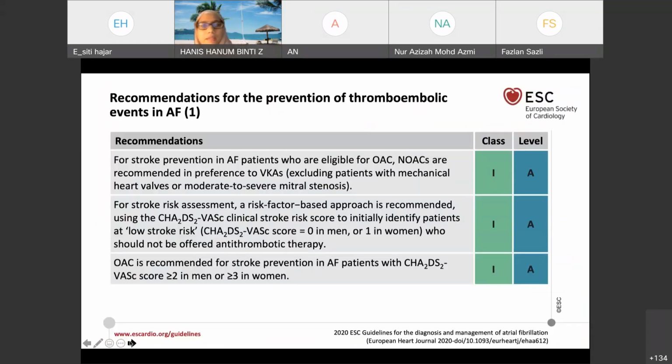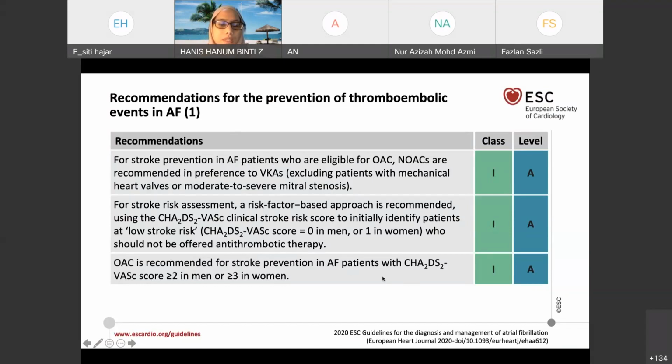Okay, so the ESC guideline has given all these recommendations. You can have a look, like I said, in patients with AF, you need to check the risk of stroke by the CHA2DS2-VASc score. Okay, there's a class 1A evidence.